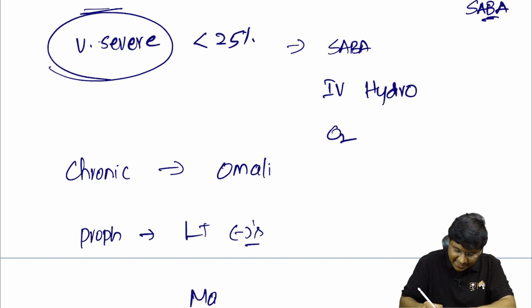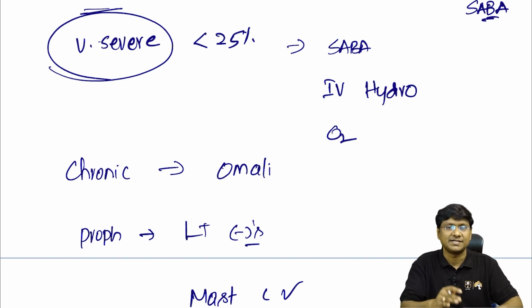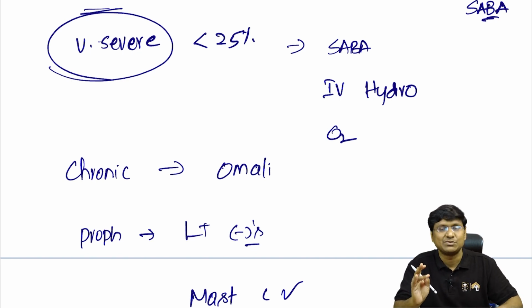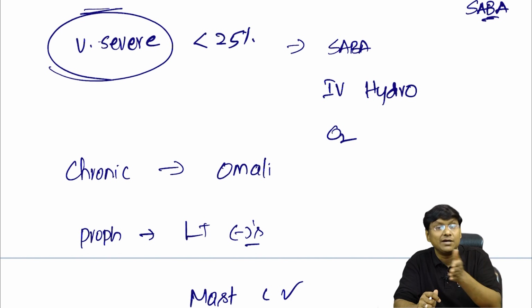And the other examples are the mast cell stabilizers. Examples of the mast cell stabilizers are sodium cromoglycate as well as nedocromil sodium. That is about the mast cell stabilizers. So, how will you be able to assess the control of asthma?